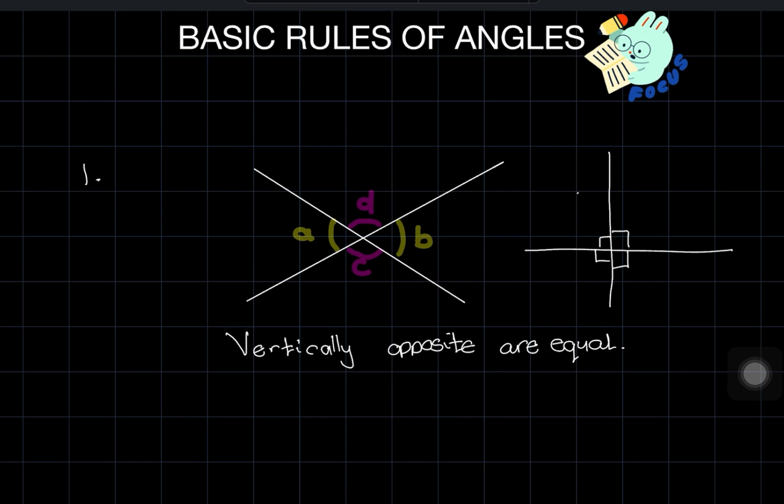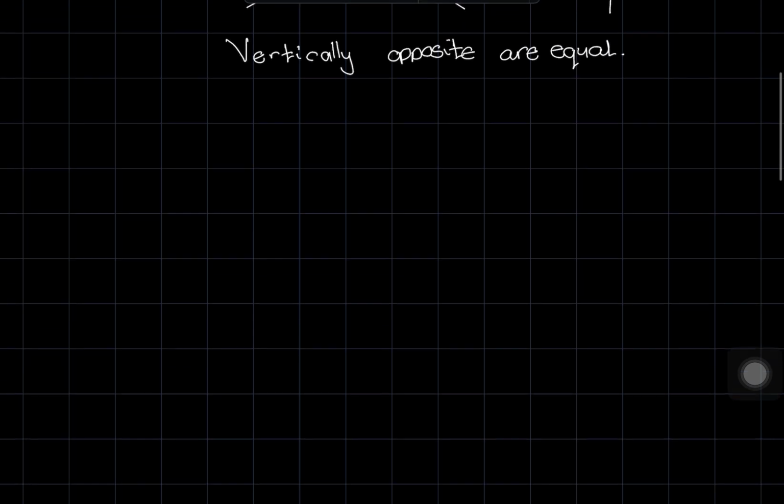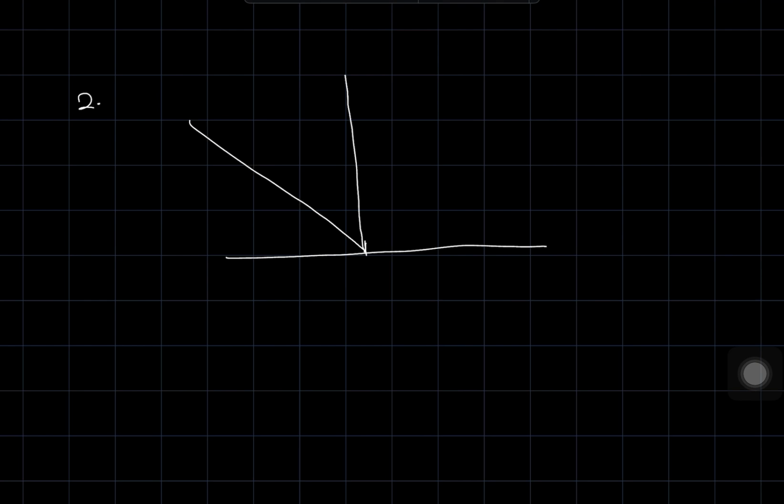The second law is on straight angles. Number 2. Straight angles. We're having a straight line there, and then we have another line there. Something like that. So this is what we are saying. If you have a line like that, or even maybe let's include another line there.